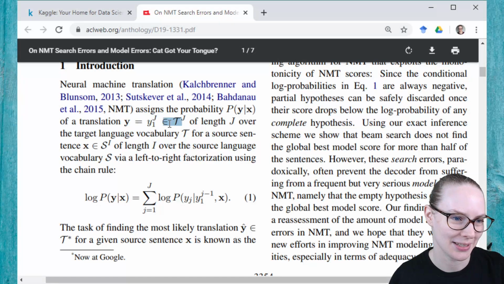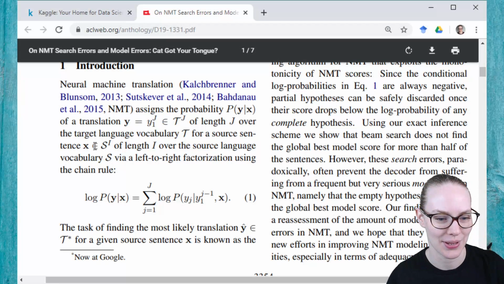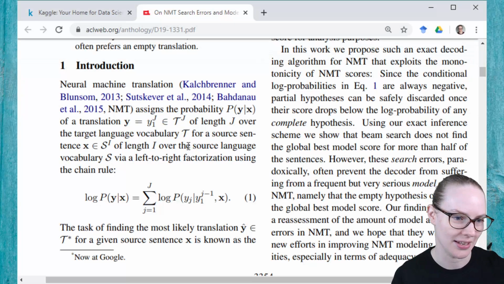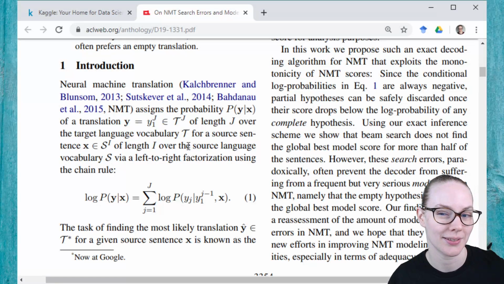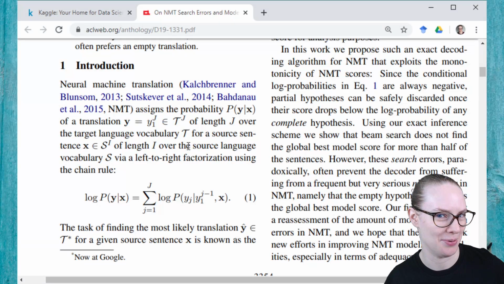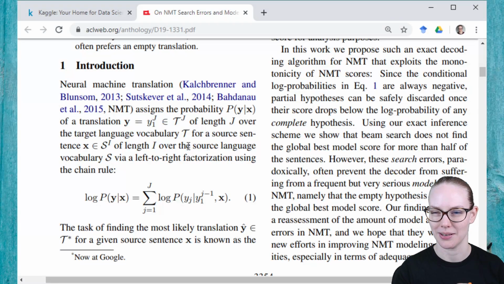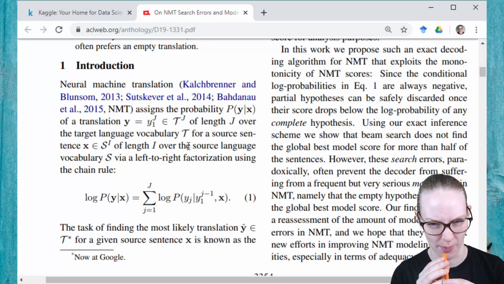So the T's and the S's both look funky, but I don't know how to say that with human words. They're big and italic. Via a left to right factorization using the chain rule, which is the same thing as backprop. I'm 80% sure. I was going to say 90%, but then the more I thought about it, I was like, maybe it's not. I'm pretty sure it's the same thing as backprop.